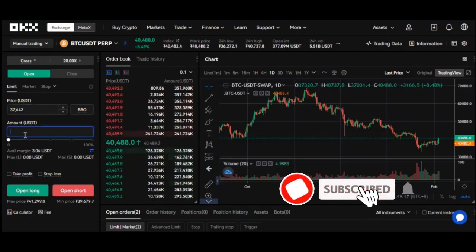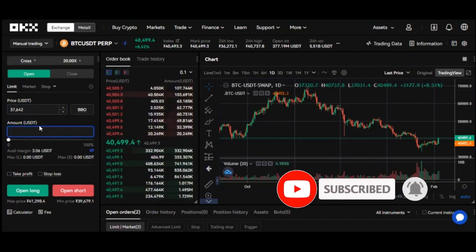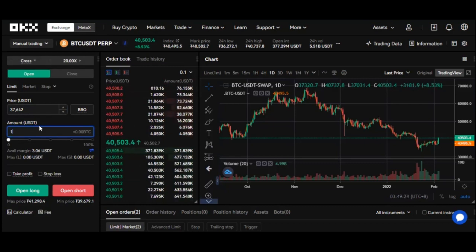Now, depending on the amount of funds you have in your account, you go ahead and determine the amount of money you want to trade. If it is one BTC, I'll put one BTC here. But otherwise, you can use the slider icon here. If it is 10%, 20%, or 100%, it is going to use 100% of your funds, okay?